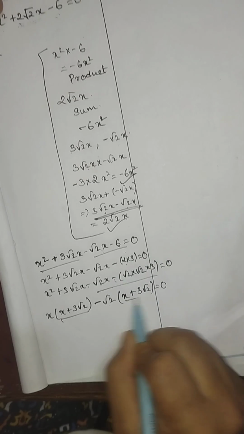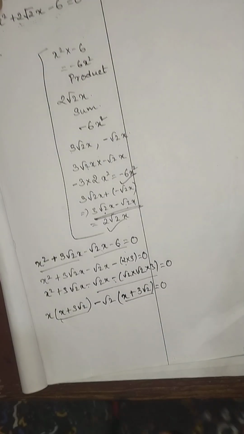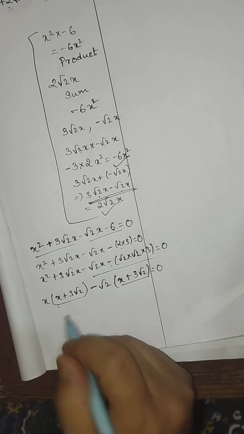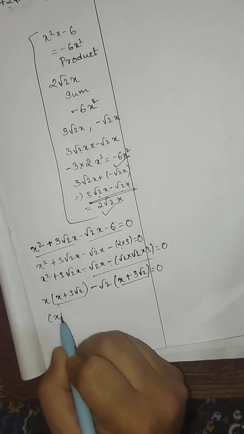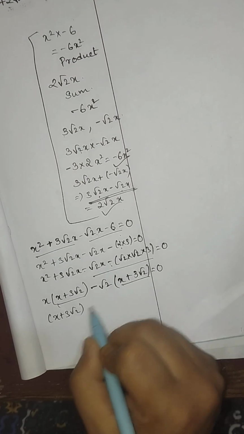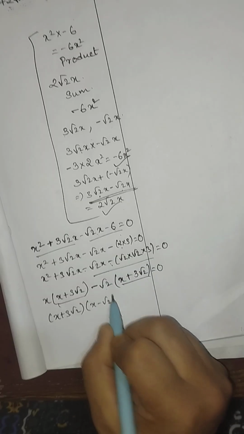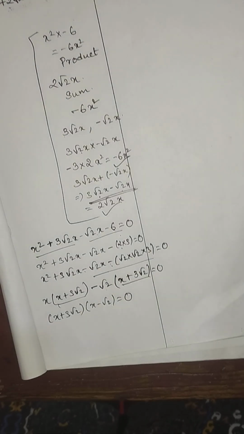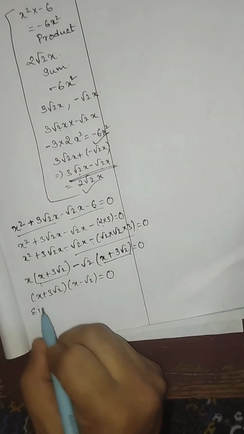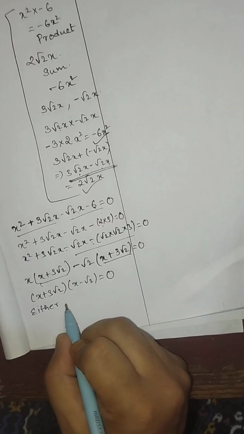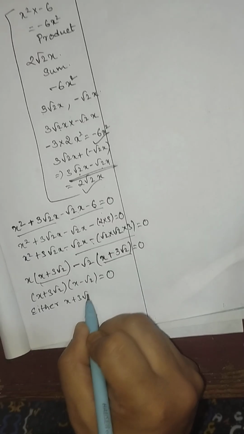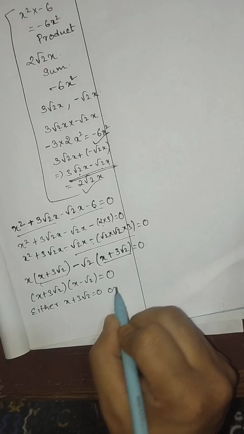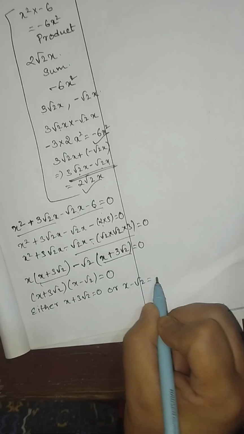Now we can clearly see that both the brackets are equal. Our job is done. Okay, now throughout this bracket is common, so we'll take this one out, then we are left with x minus √2 equals to 0. ठीक है, हो गया. अभी हम लोग लिखेंगे either same format, either x plus 3√2 equals to 0 or x minus √2 equals to 0.